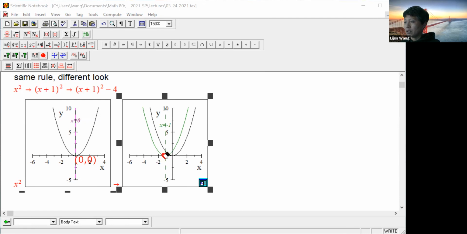Come on, I want a green heart. Can I make a green heart? It doesn't let me make a green heart. The heart has to be red. Sorry.